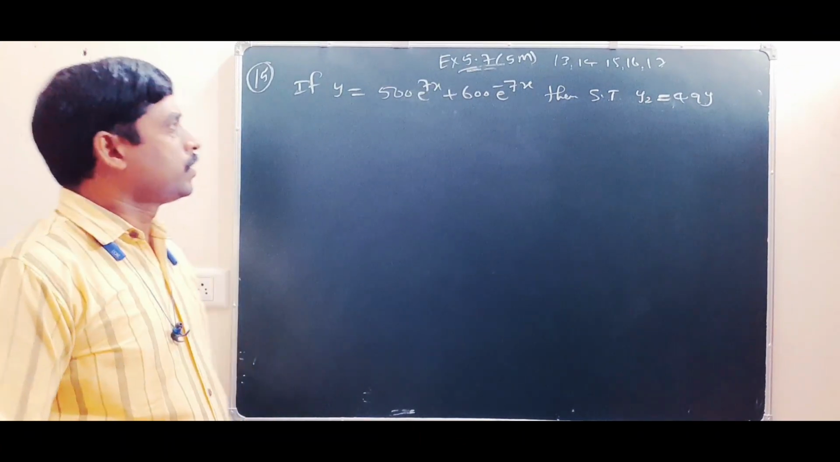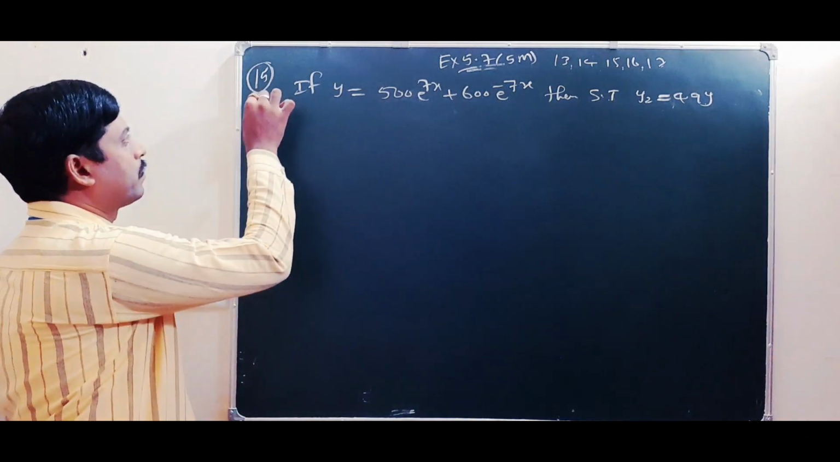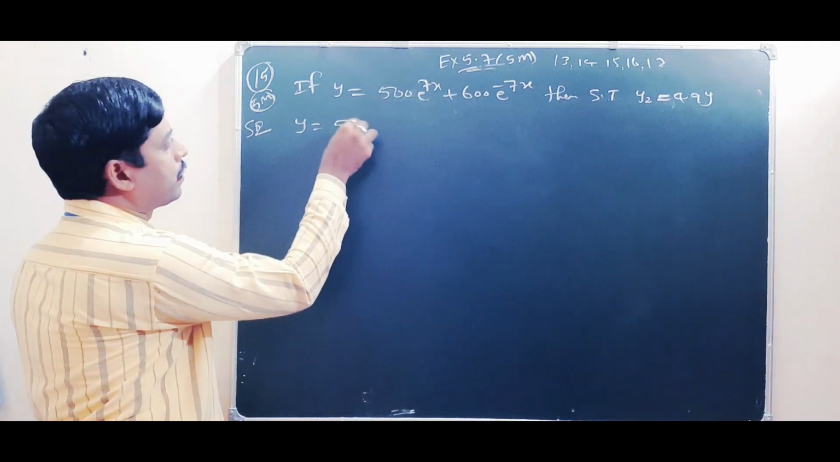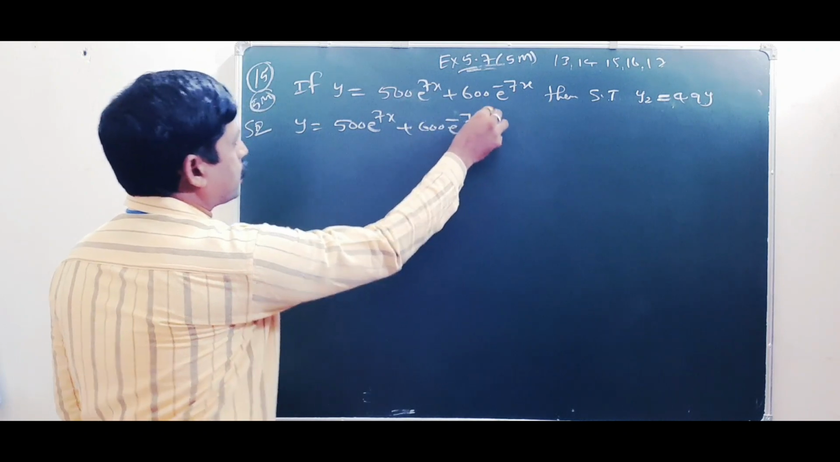Let us go to the next problem. This is from 5.7, question number 15. This is also very important for 5 marks. So what is given? Y is equal to 500 e to the power 7x plus 600 e to the power minus 7x.